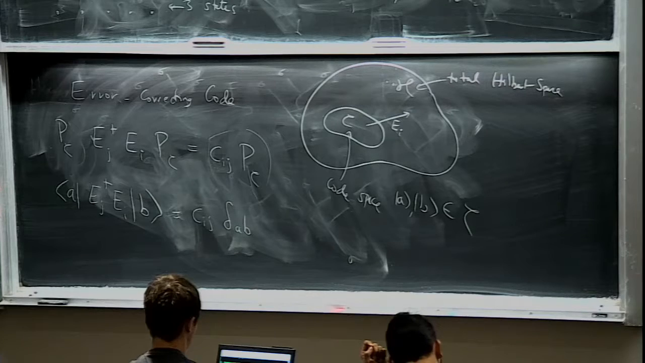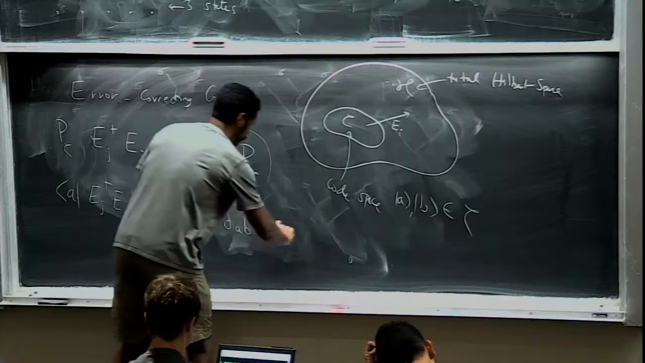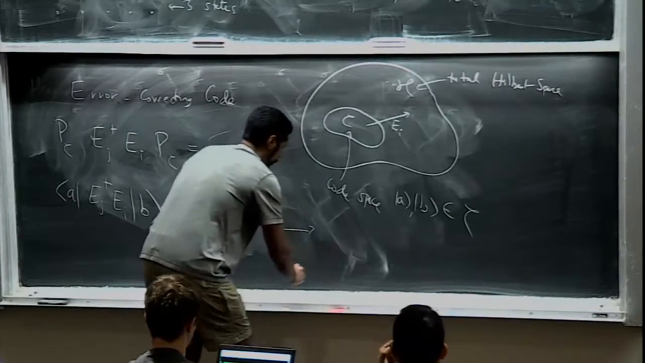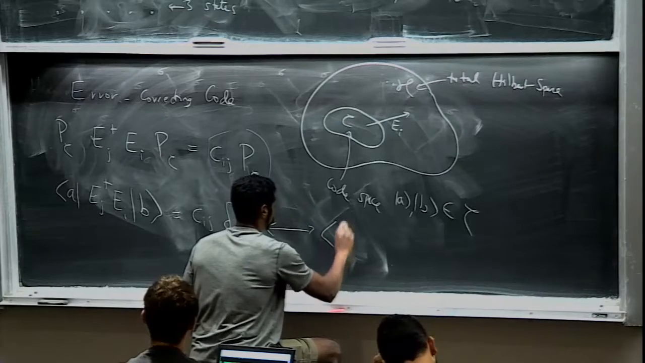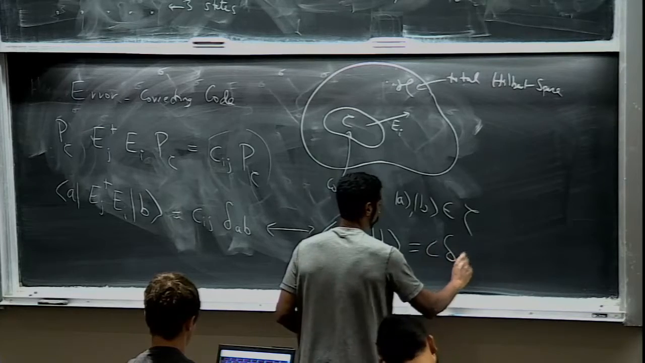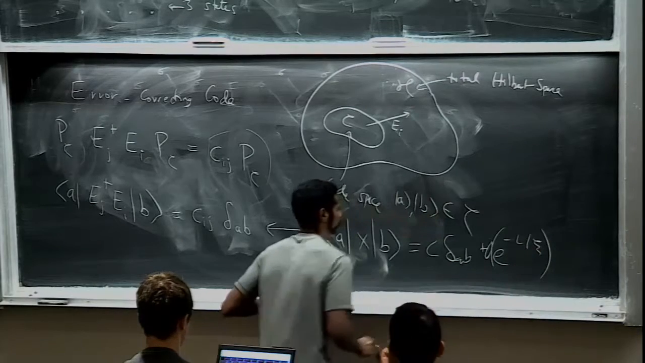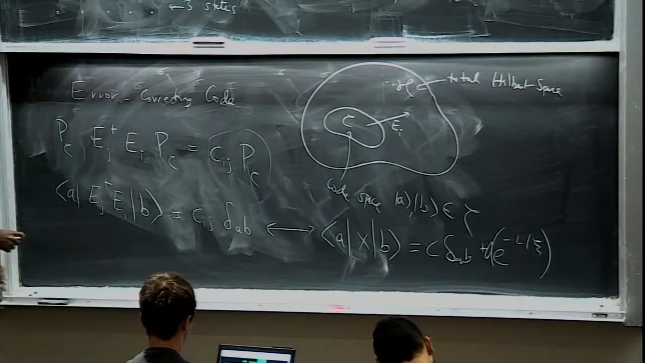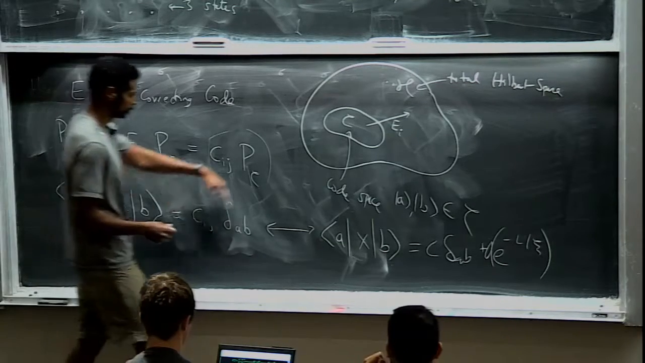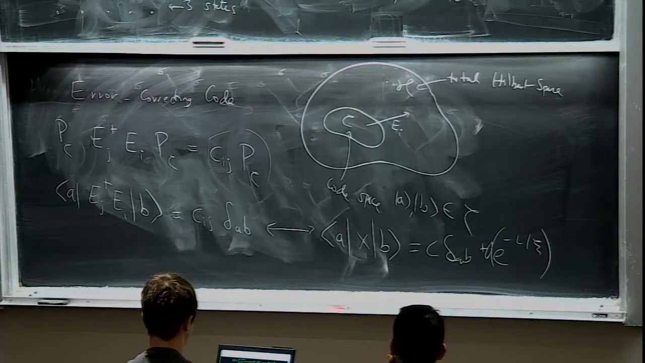Now, I'm writing it in this way because I'm hoping that you would recognize the similarity between this and something we started out with in the very first lecture, which was the definition of a topological phase, that this be some constant like this. In other words, the definition of a good code subspace is essentially the same as the definition of a topological phase, or at least very similar.